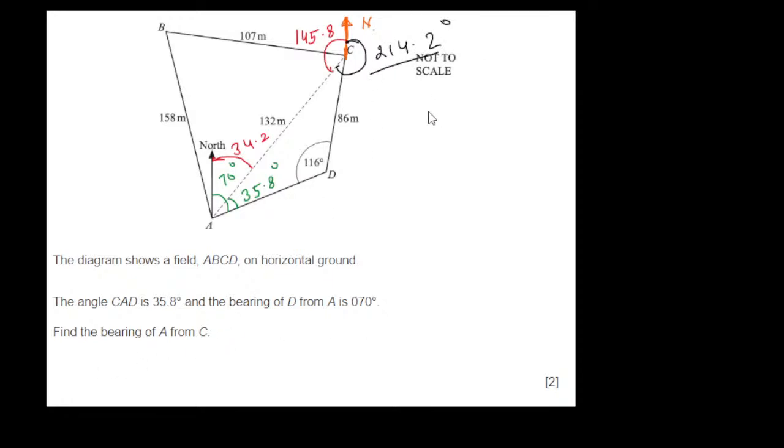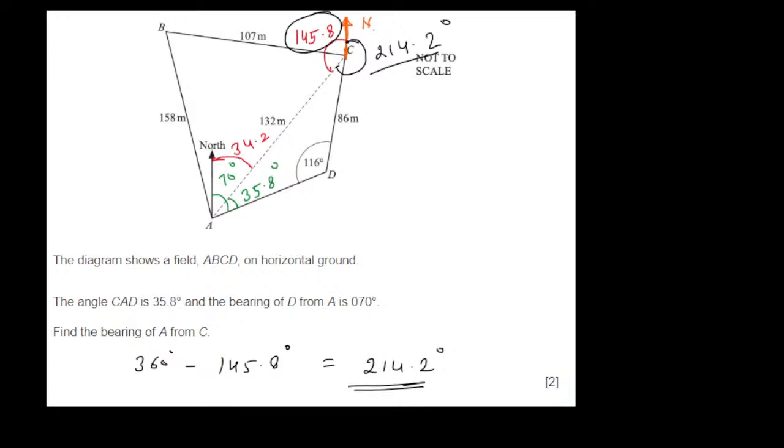The bearing of A from C is what? It's 360 degree minus what we have done, 360 degree minus 145.8 degree, and this we got 214.2 degree. Okay, this is for 2 marks, so you can show the working how you got this angle and then subtract it from 360 degree. I myself find this bearing topic a little difficult.